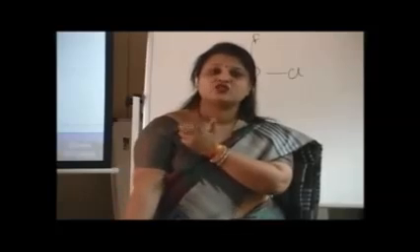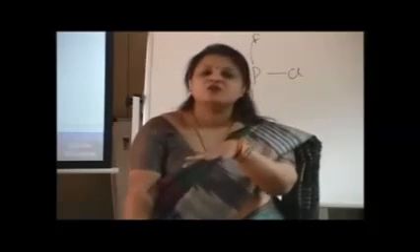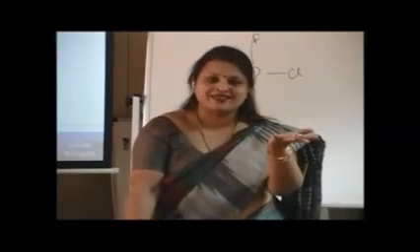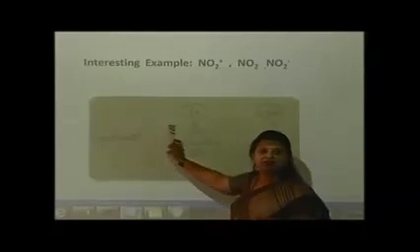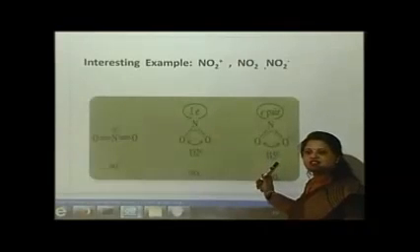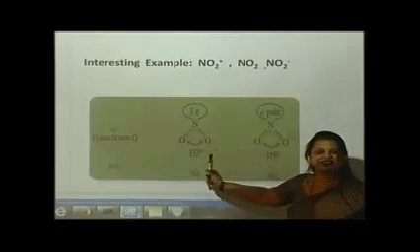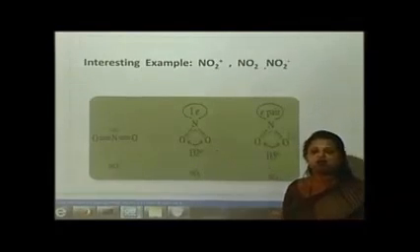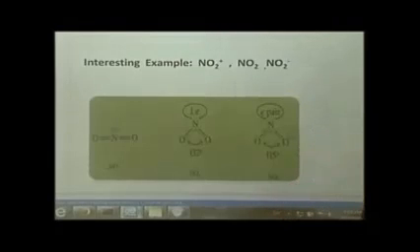Such questions normally ask you to arrange them in increasing order of bond angles. So this is 180 degrees, this is 135 degrees, this is 115 degrees. Later on we can again discuss these examples when we talk about hybridization.